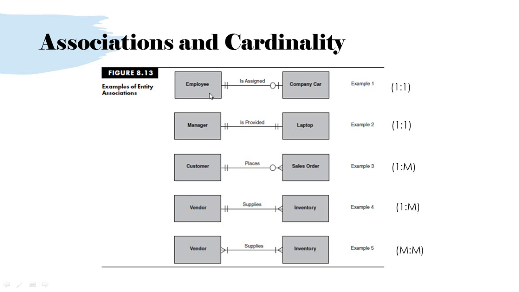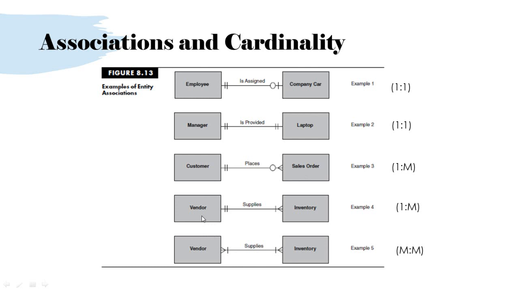Here it means that, for example, employee and company card. For example, every employee, we talk about something like maybe sales staff. Every sales staff we give them a company card. One employee, one company card. Every employee gets one company card, so it is one by one. Another example, one manager gets one laptop, so it is one by one.